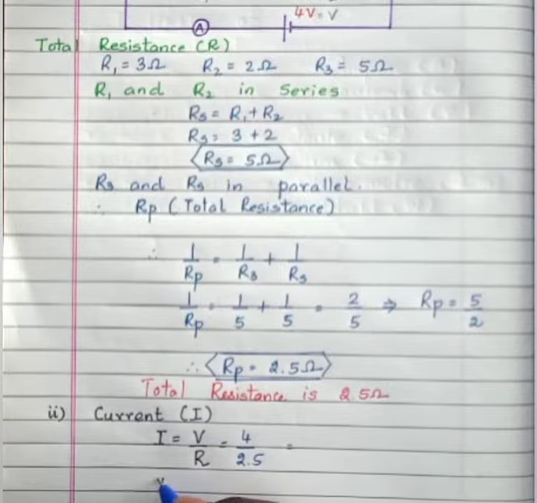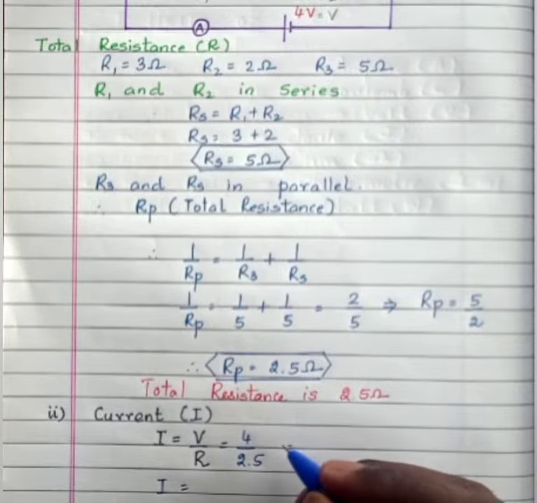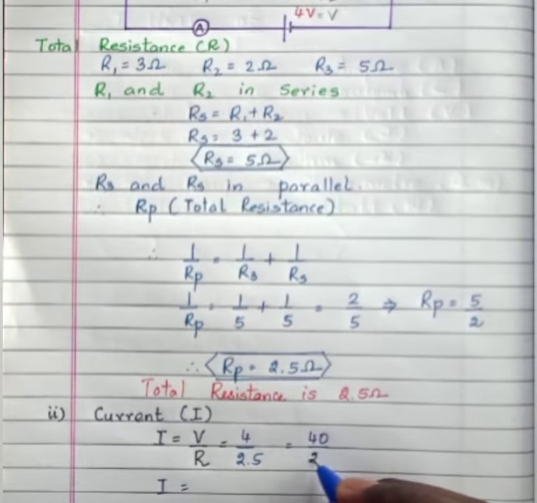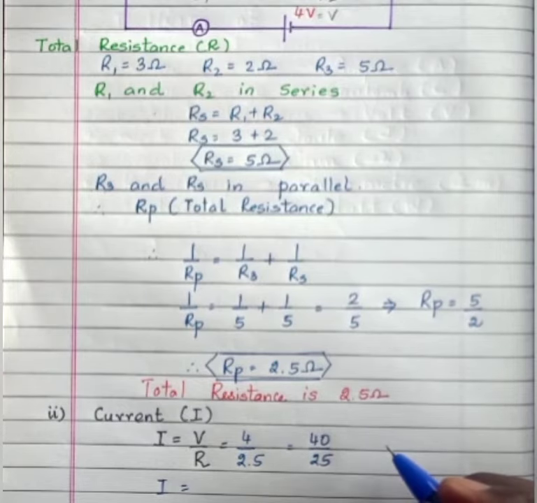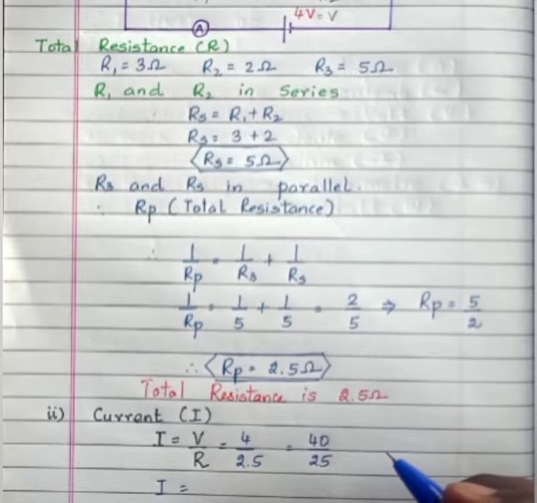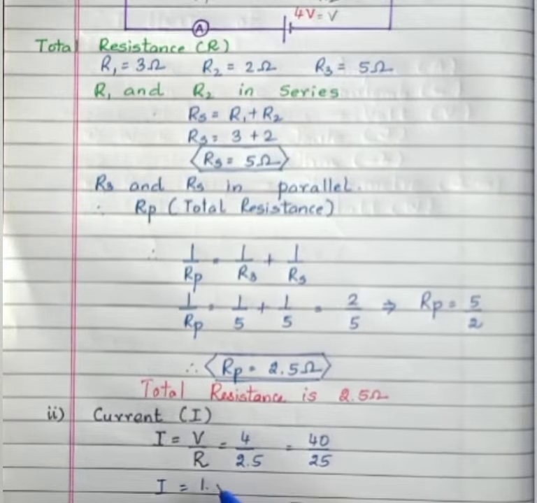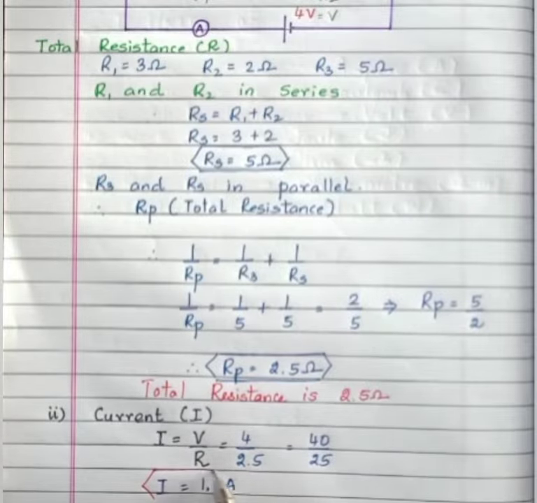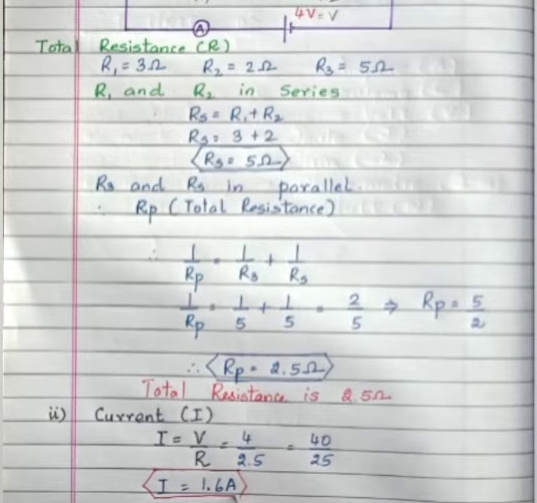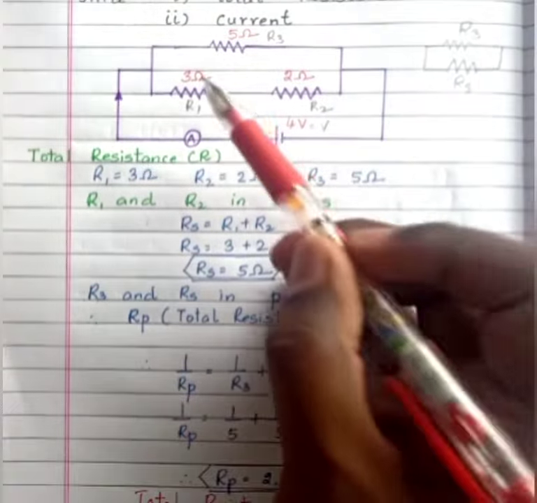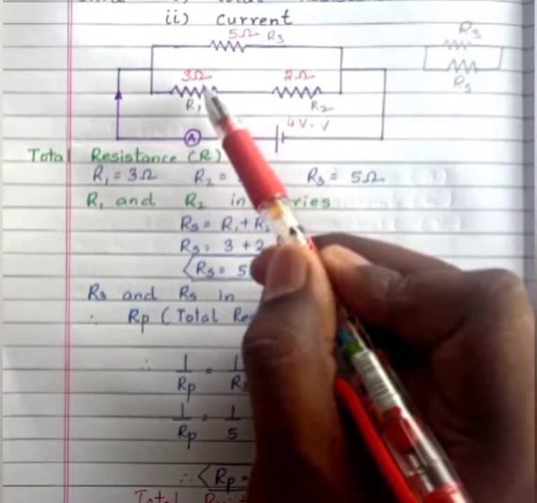Since a decimal point is there, I'll remove the decimal point by multiplying numerator and denominator by 10, we get 40 divided by 25. If we divide 40 by 25, we get 1.6. Therefore, the current is 1.6 ampere. The current in the circuit is 1.6 ampere. Now we have calculated the effective resistance of the circuit as 2.5 ohm and the current as 1.6 ampere.